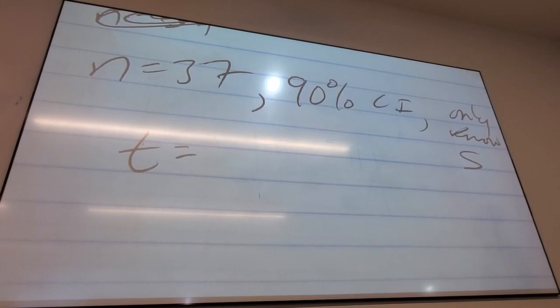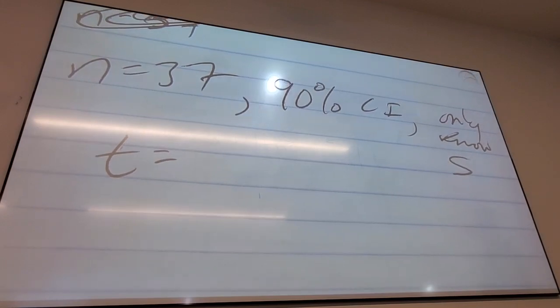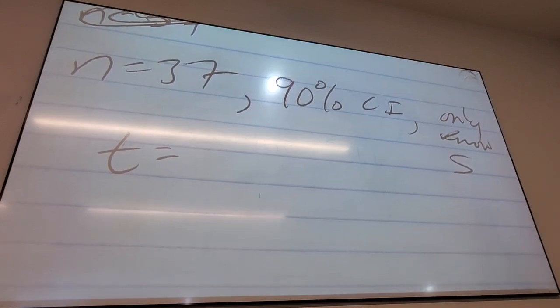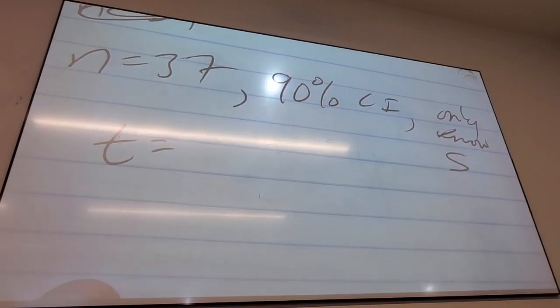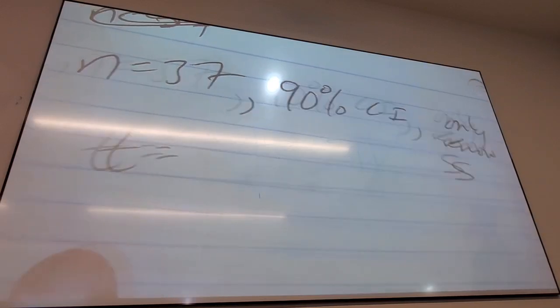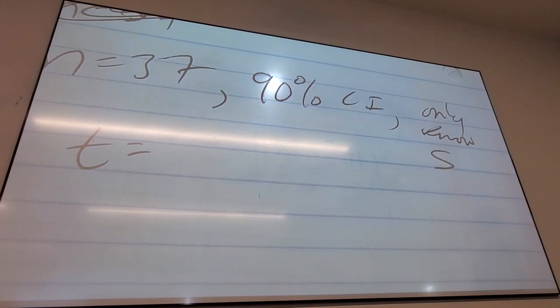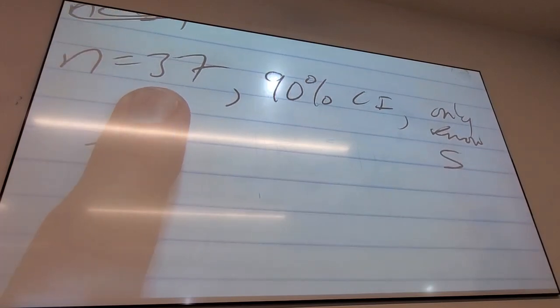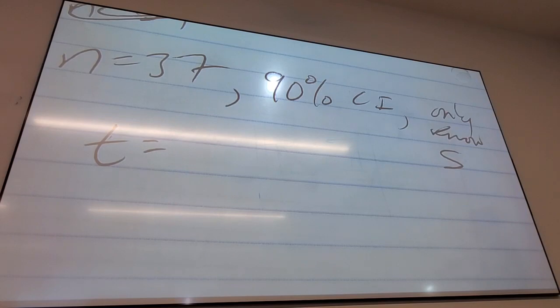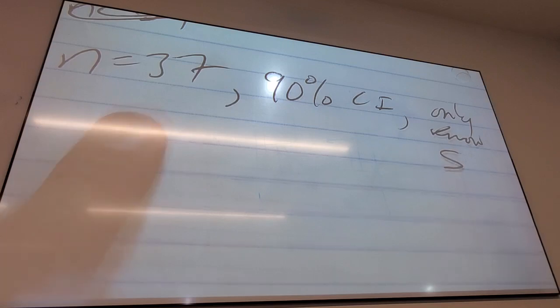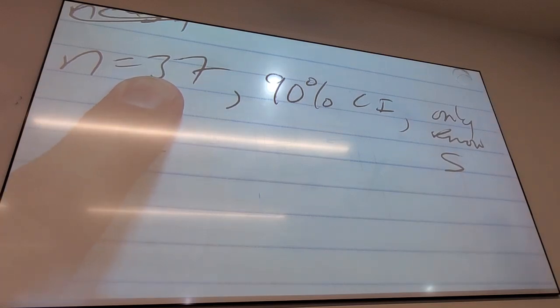First off, why am I allowed to use Z or T? Not why do I have to use T, why am I allowed to do something? N is over 30. Yes, N is bigger than 30, so it's normally distributed. I don't care if you're using Z or T, it's got to be normally distributed. So this is normal, N is greater than 30.